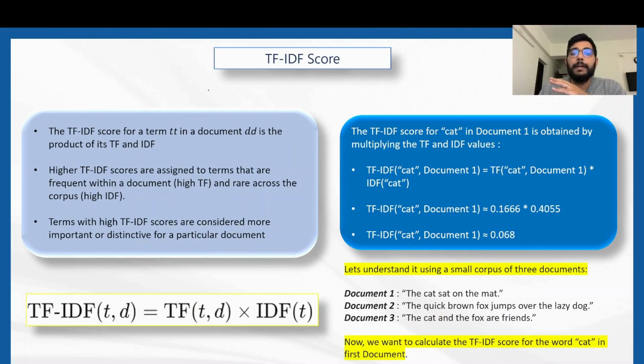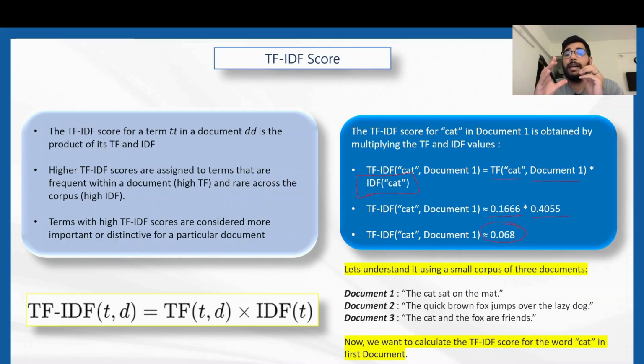Coming to the third part, combining TF with IDF, that is the term frequency score as well as the IDF score with respect to all the documents. It's a simple multiplication: the term frequency of cat in document 1 and the IDF score of the word we are calculating TF-IDF for, that is IDF for cat. So 0.166 times 0.4055, which gives us 0.068.